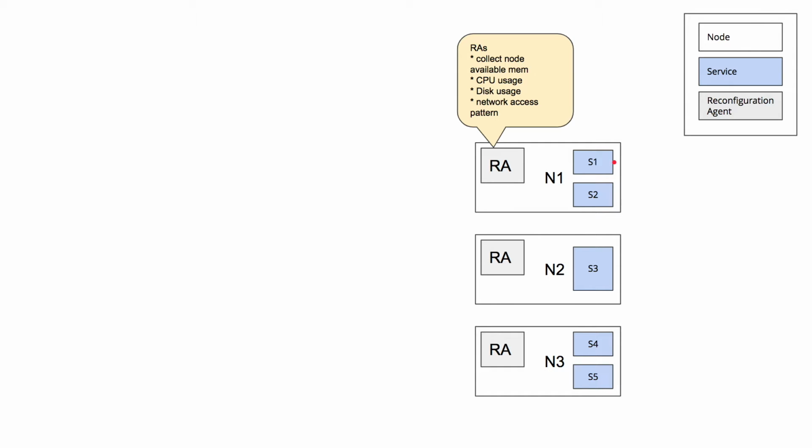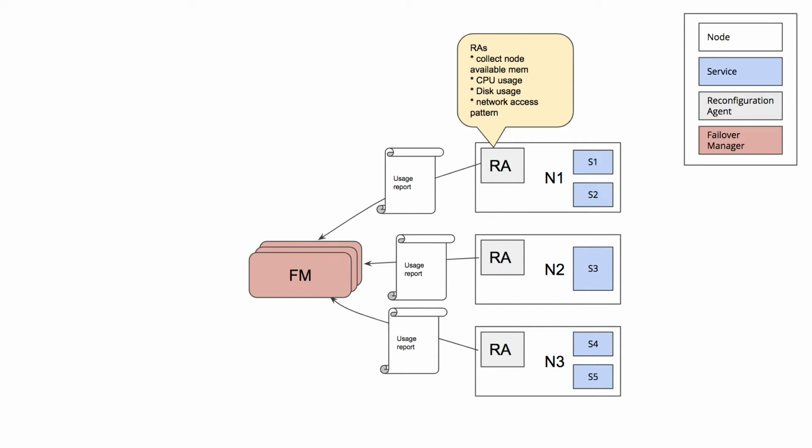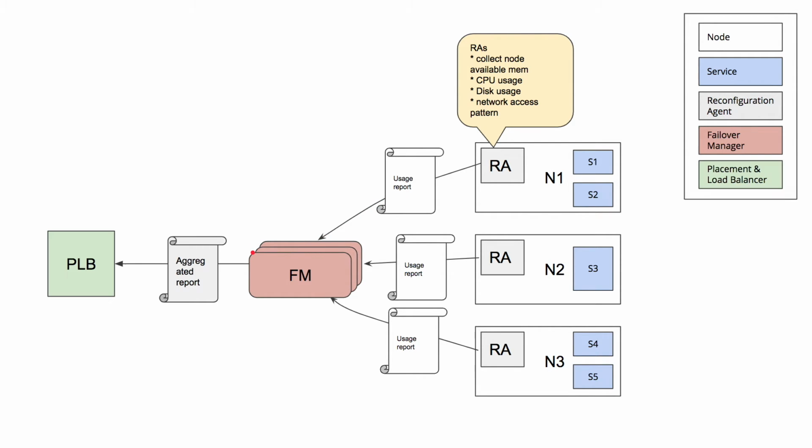Each node has a daemon process called the reconfiguration agent. The job of the reconfiguration agent is to collect node status, such as available memory, CPU usage, disk space, network access patterns, etc. and the usage reports are sent periodically to a replicated service called the failover manager. The failover manager aggregates these reports and sends them over to the placement and load balancer, the PLB.